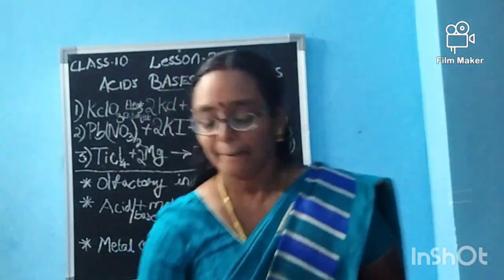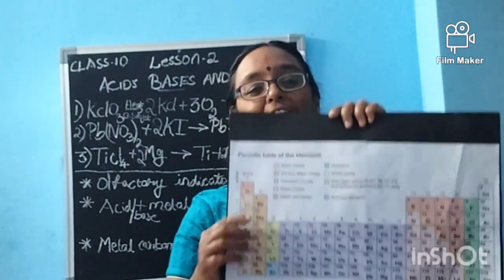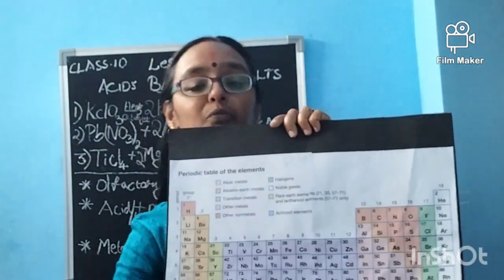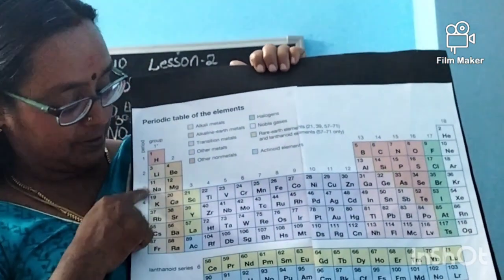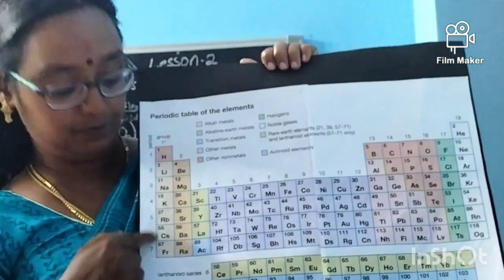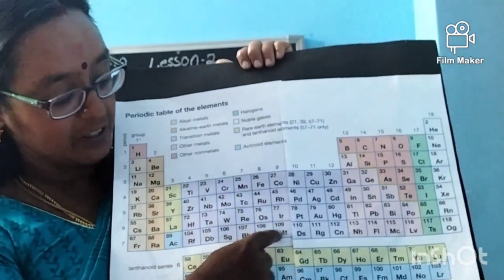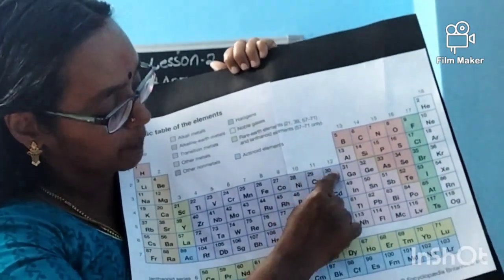Metals and non-metals. Everyone should have this with you. Okay, dears? What is this? This is the periodic table, which helps you find what are metals and what are non-metals. See, these all are metals. We can treat all these, up to here, as metals.